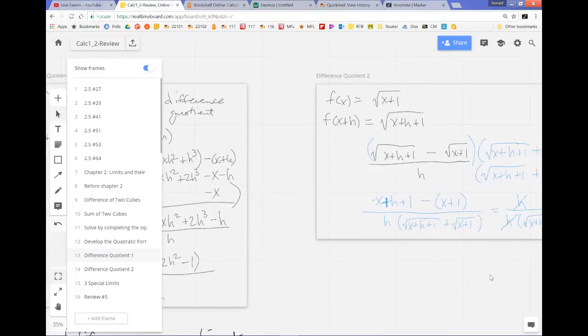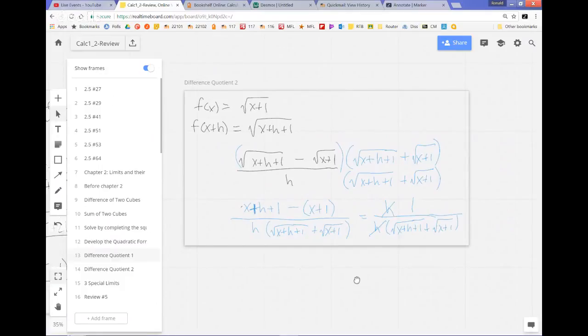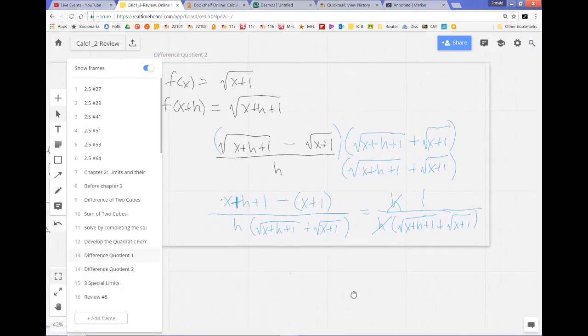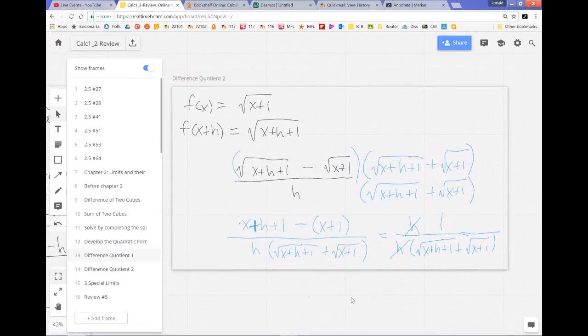Then we did one with a root. So we took the square root of x plus 1, and we knew this is no sweat. F of x plus h, I just plug in an x plus h. Okay, that's cool. You don't have to do a lot of calculating there. Then you've got to do the f of x plus h minus the f of x all over h. And again, we have a problem. We have that h on the bottom.